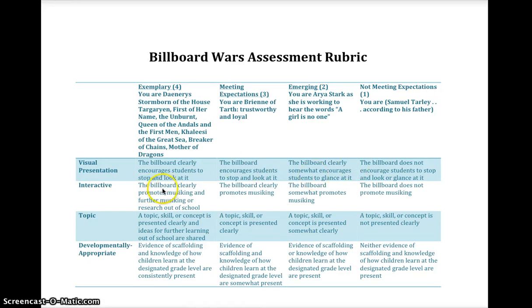The billboard clearly promotes musicking and furthering musicking or research outside of school. And look at meeting expectations. The billboard clearly promotes musicking. That's different because it's not that extra step of level 4. Let's look at the difference between level 3 and level 2. Level 2 says the billboard somewhat promotes musicking as opposed to clearly promotes musicking. In level 1, the billboard does not promote musicking.